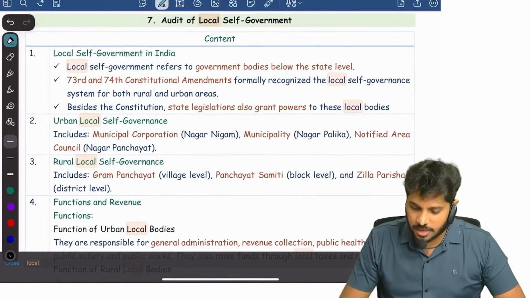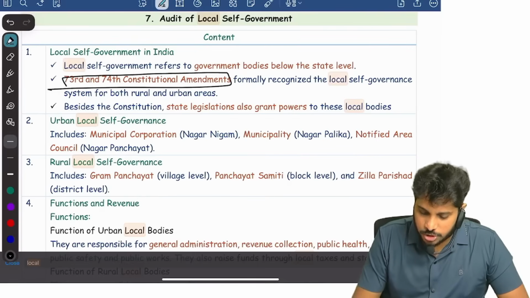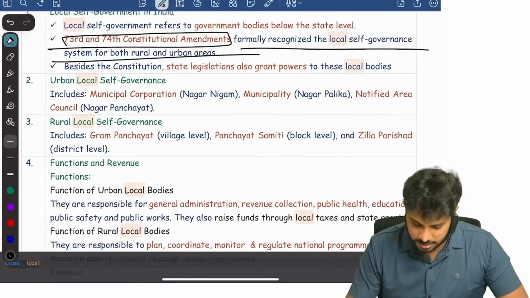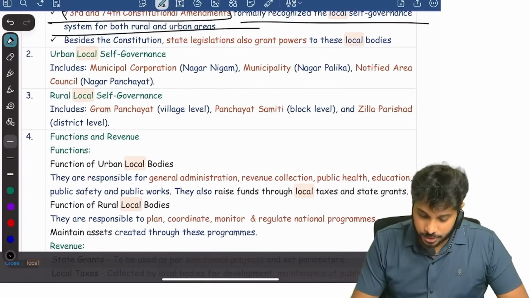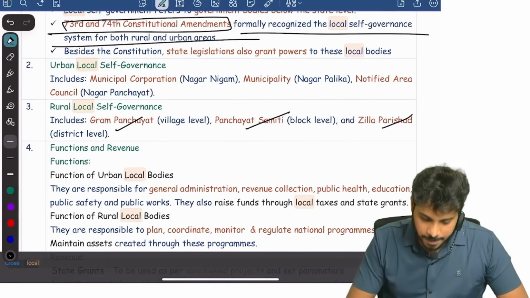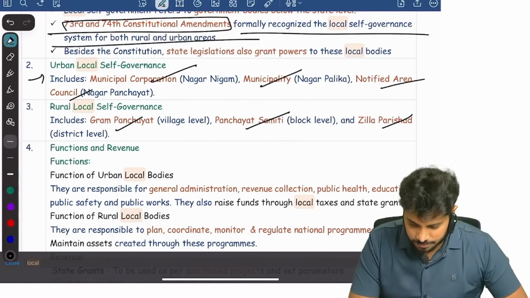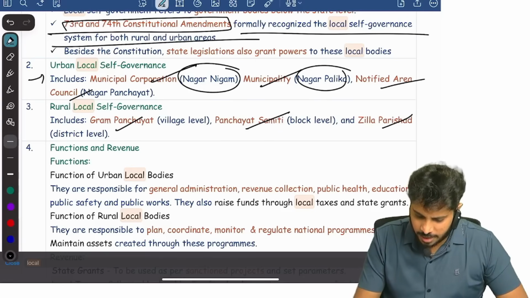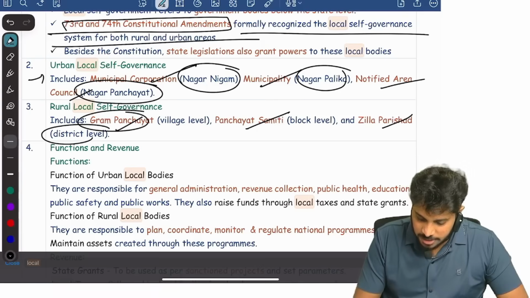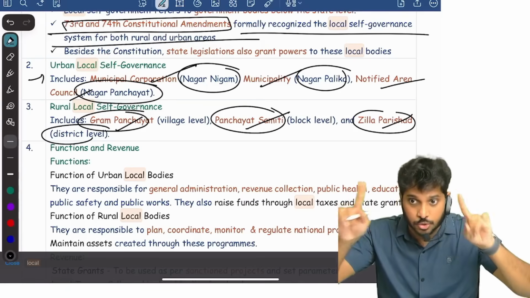Local self-government. There are the 73rd and 74th constitutional amendments, which formally recognize local self-government in both urban and rural areas. At a rural level, Gram Panchayat, Panchayat Samiti and Zilla Parishad at district level. Now urban: municipal corporation, municipality, notified area council. Nagar Nigam, Nagar Palika, Nagar Panchayat. Whereas here, Gram Panchayat, Panchayat Samiti, Zilla Parishad, and everything below Zilla Parishad comes under rural local authorities.